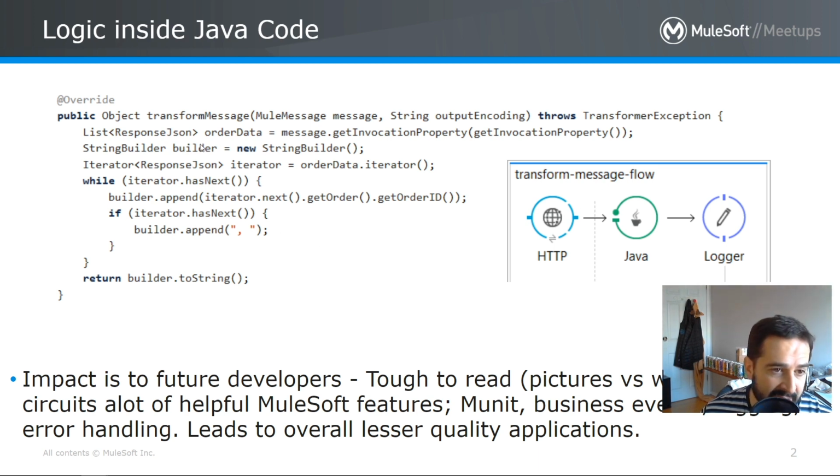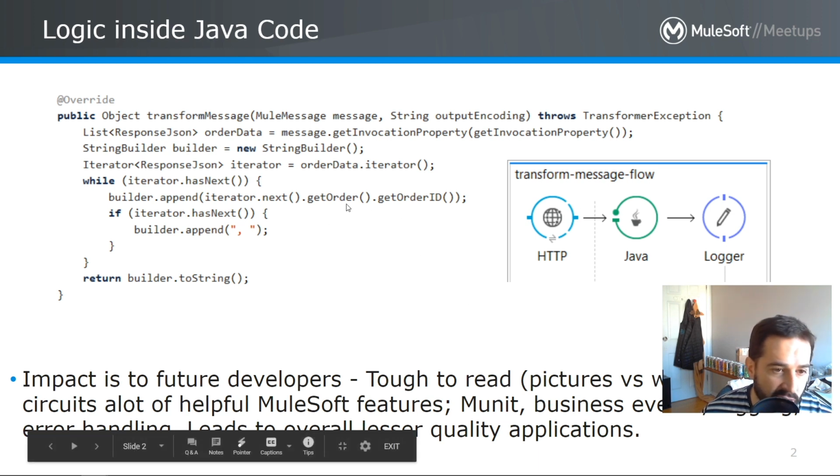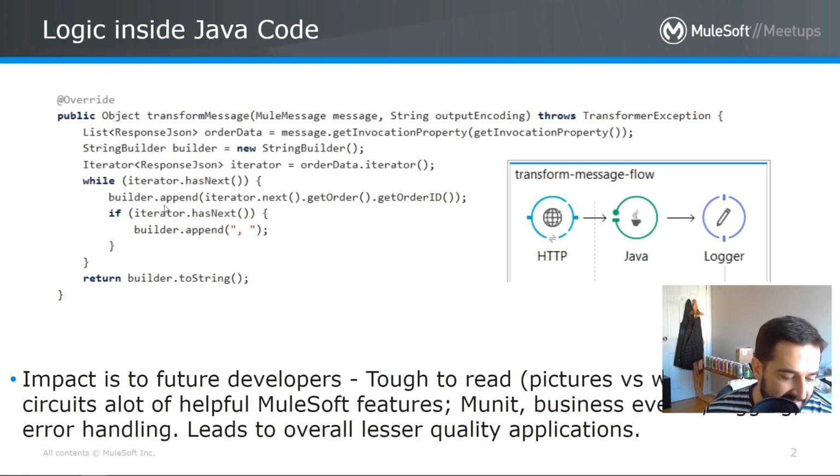So if you're writing Java code that contains all your logic, you're really assuming that any future developer that's going to work on this project has a history in Java development. And nowadays, you definitely can't make that assumption. And what you're doing is you're short-circuiting a lot of helpful MuleSoft features. For example, MUnits. There's no way to add a verify in the middle of one of these lines.